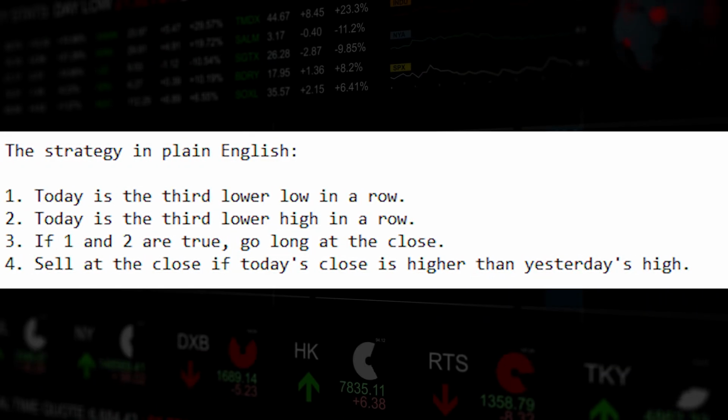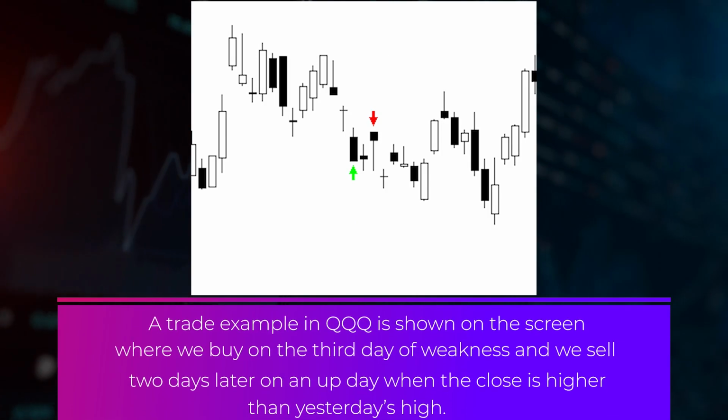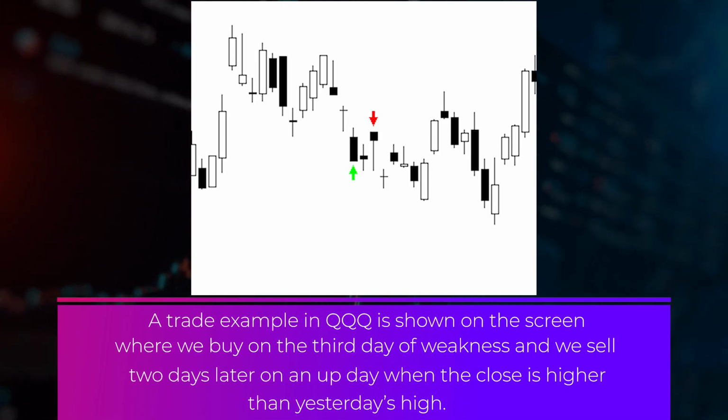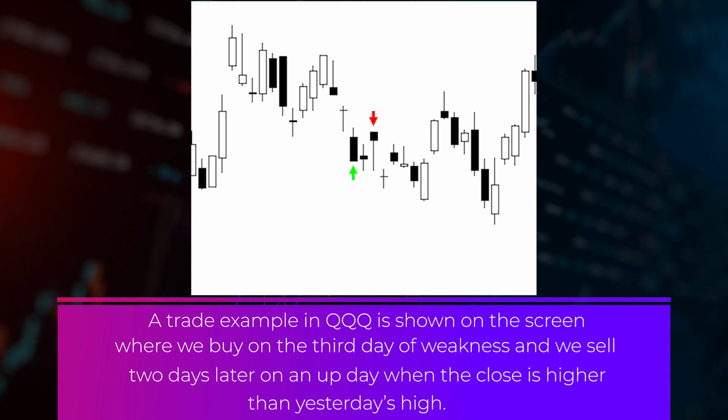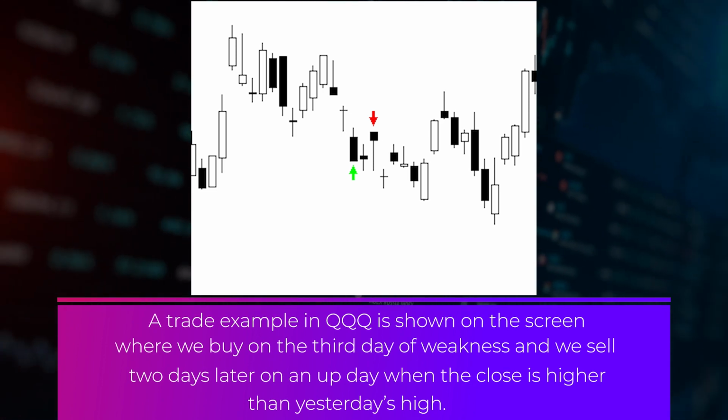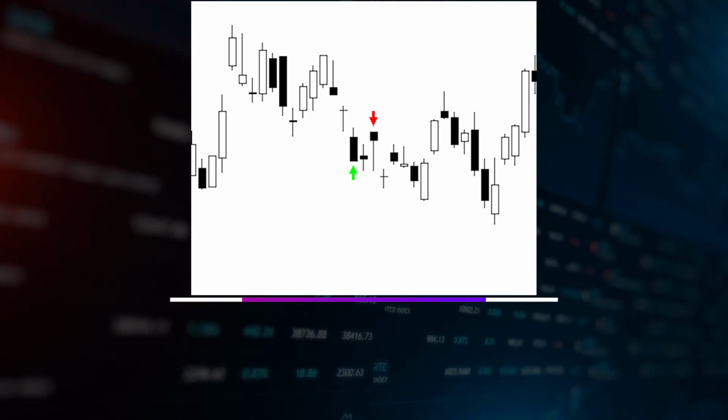The trading rules and settings are pretty straightforward, and we buy when both the low and high of the day is lower for the third day in a row. We buy on weakness and sell on strength. A trade example in QQQ is shown on the screen where we buy on the third day of weakness and we sell 2 days later on an up day when the close is higher than yesterday's high.